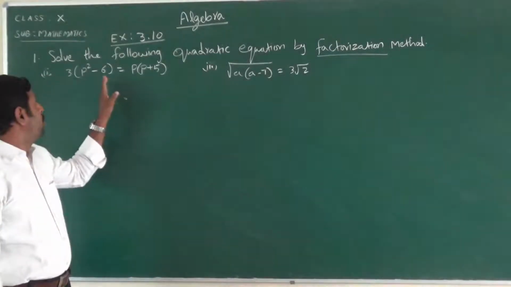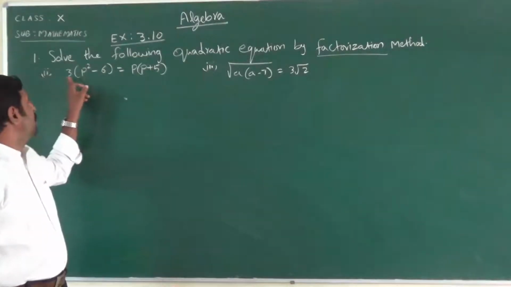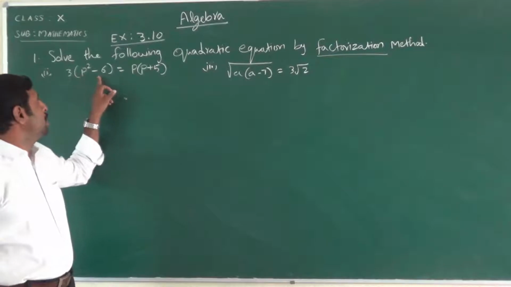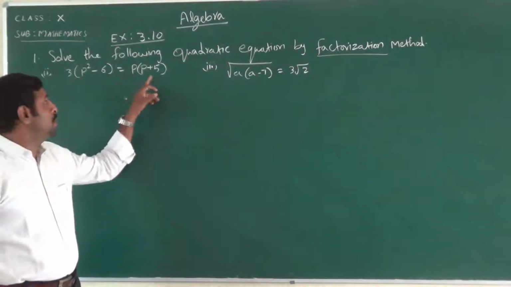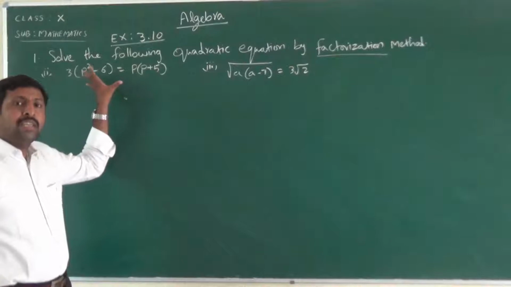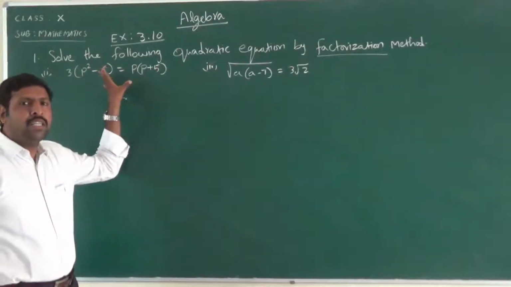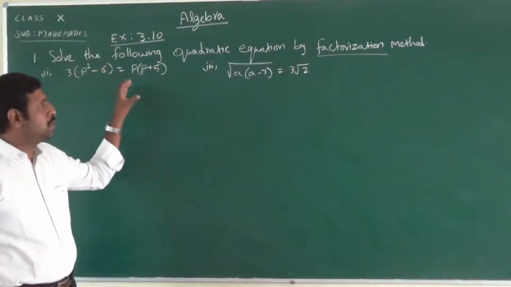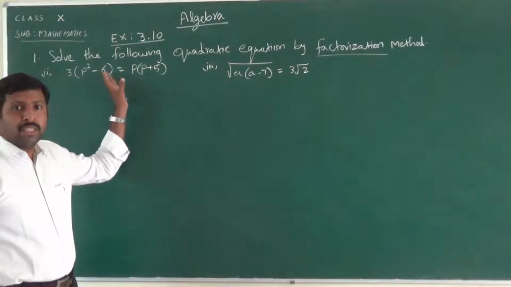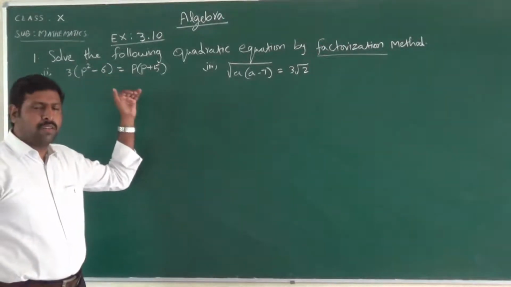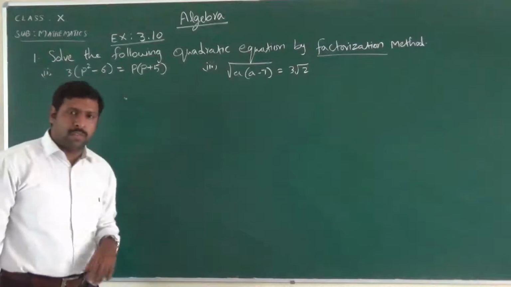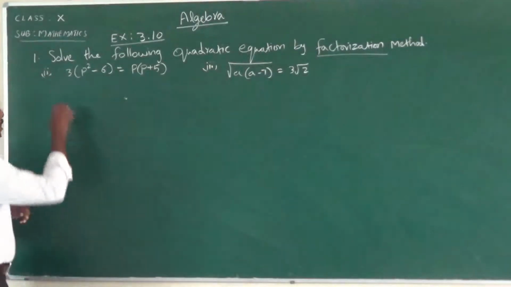See the first, I take the Roman number 2 here: 3(p² - 6) = p(p + 5). First of all, the given equation is not in the standard form of a quadratic equation. First we want to convert the given equation to the standard form, and then we have to find the factorization, and then we have to find the roots, right?